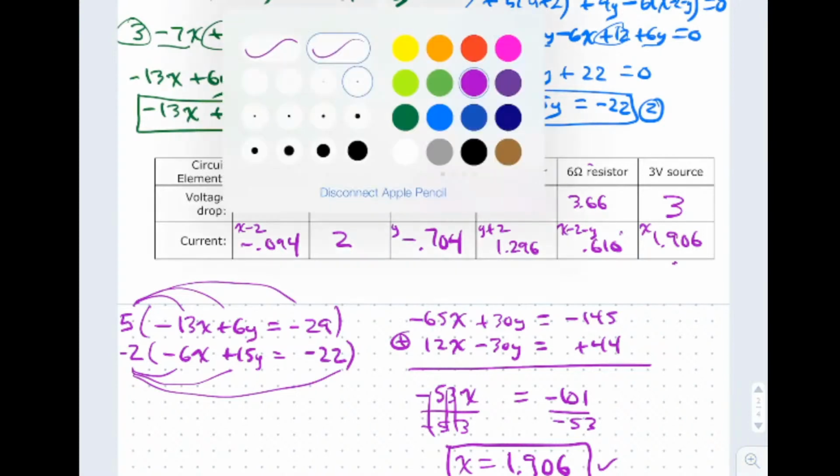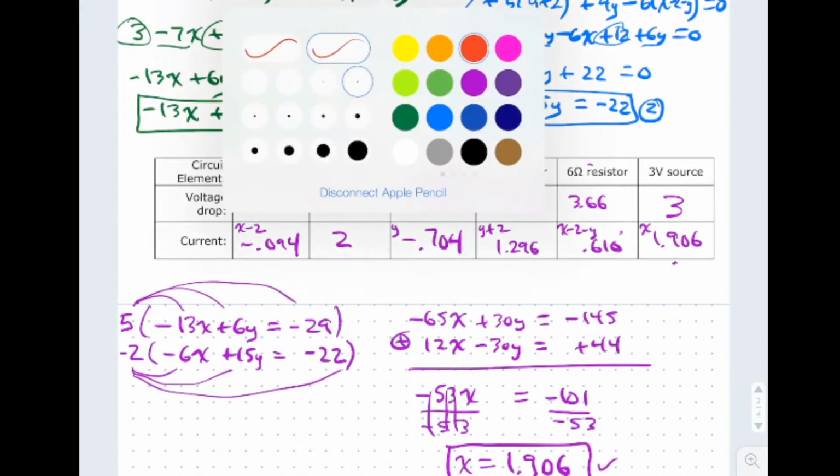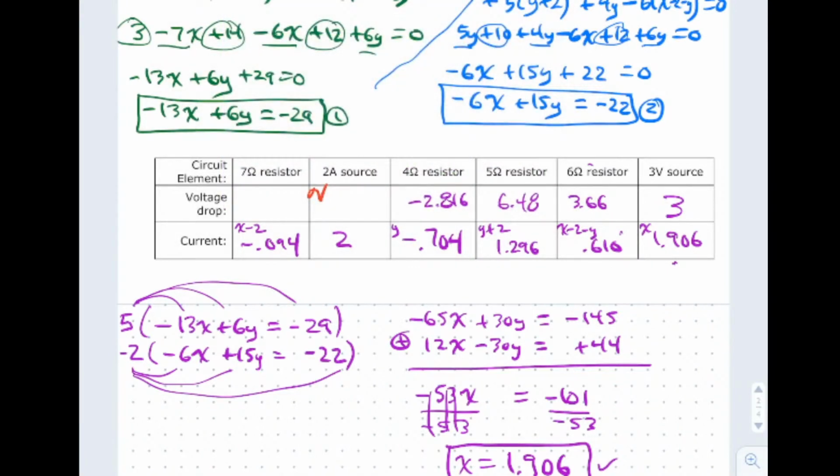Remember, this is a special thing to solve for, so we have to skip that for now. But for the 7 ohm, I could take the 0.094 negative times it by 7. I really can. And I get a negative 0.658. Oh, look at that. We were so close to being done. But we're not done because we need to solve for that voltage.